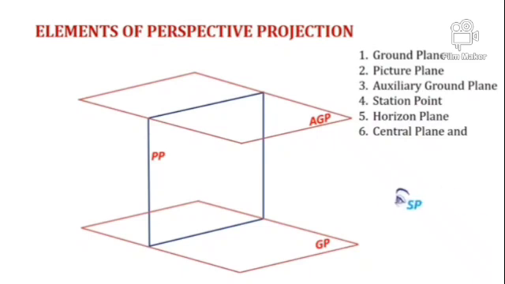And next element is station point, which is denoted with the letter SP. This is the point where the eye of the observer is located. It is always above the ground plane and also always in front of the picture plane.